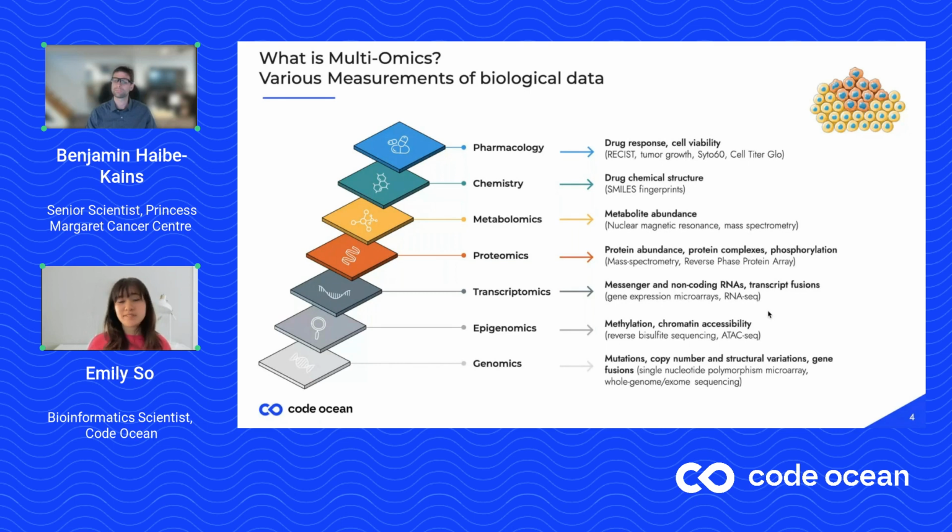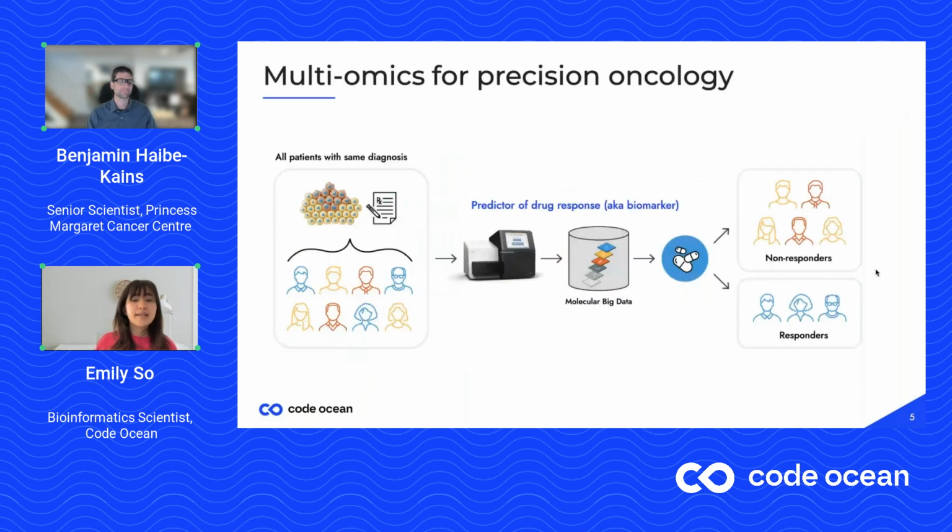Information about chemistry, more specifically in this context, drug chemical structure, and pharmacology, which would contain information of interest in drug response and cell viability. And like I previously mentioned, using these different layers of multi-omic data really provides an opportunity to have a more integrative, detailed view of a biological context.